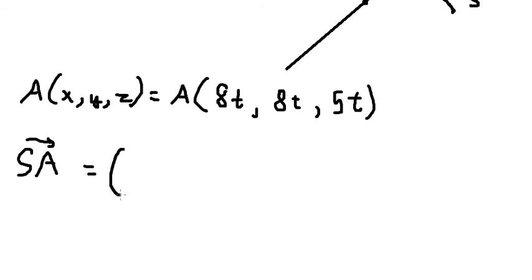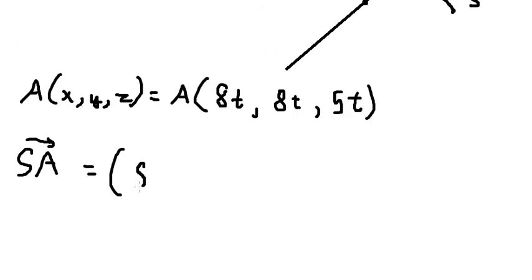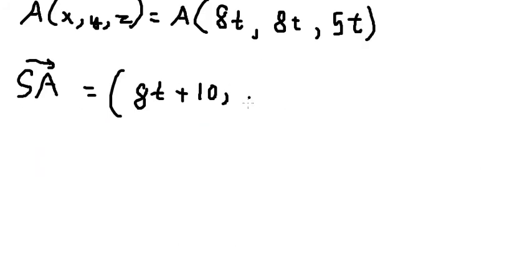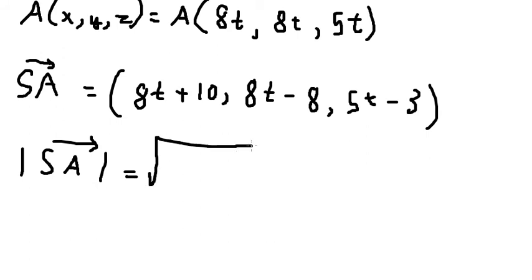That should be about 80 minus negative number 10. So we have positive number 10. 80 minus number 8. And 50 minus number 3. Now we need to find the magnitude of vector HA. So that should be like this.